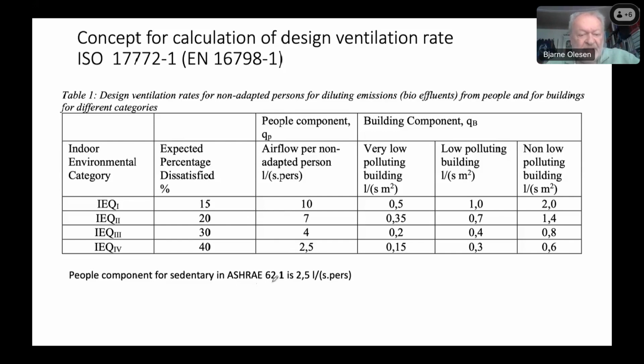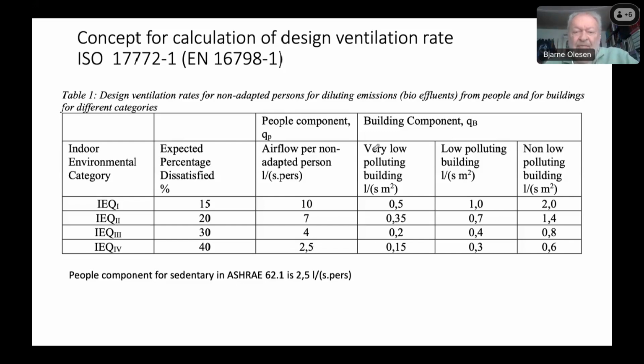But in ASHRAE 62.1, they use for sedentary airflow 2.5 liters per second per person. So significantly less than we recommend in the ISO and EN. We have it in the fourth category. We can go down to 2.5.